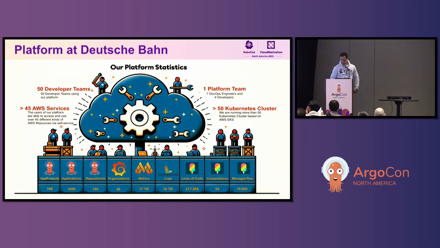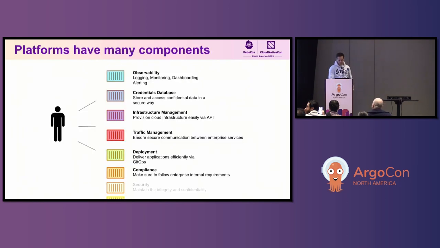So that was a short introduction to our platform. But which components make up a platform? First of all, we have observability, a very important part of the platform. That means we need to make sure we see metrics, we get our logs, and also tracing is an important part.